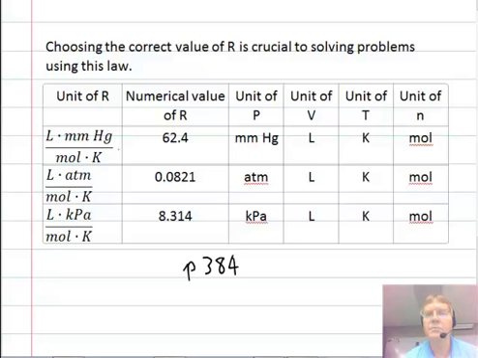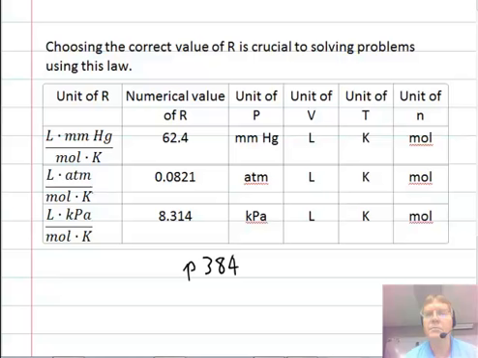Okay, but you can see that the main difference here in these is, for example, in the first one, the unit of pressure is in millimeters of mercury. In the second one, our unit of pressure is in atmospheres. And the third one, that you won't use real often, is in kilopascals. But those are the three common ones. There's another one given in your book. You're never going to see it. I'm not going to include it here. But you have to use the correct value of R for the units of pressure that are given to you.